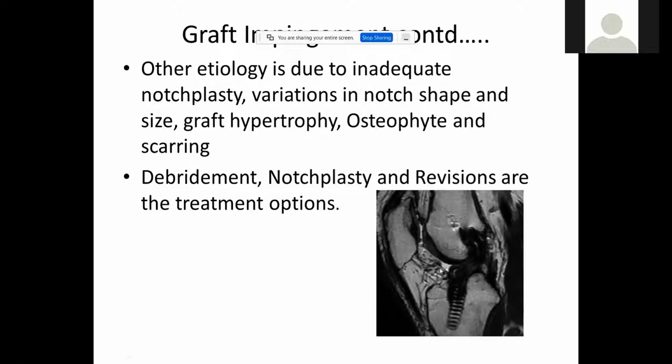Here you can see the anterior impingement. I have just seen a post-operative MRI. This is the ACL and it is impinging anteriorly. You can see this is the place where it is impinging. So debridement, notchplasty, and revisions are the treatment options in these cases. Treatment is beyond the scope of this paper, so I'm not discussing it. I have just mentioned it. So you can see how the graft is impinging anteriorly.